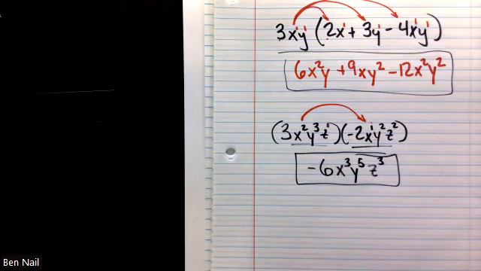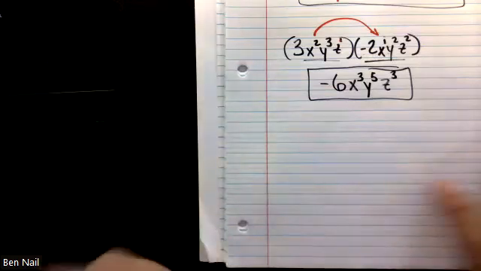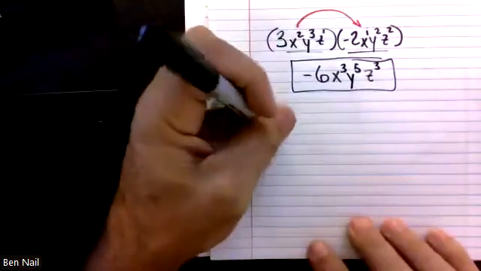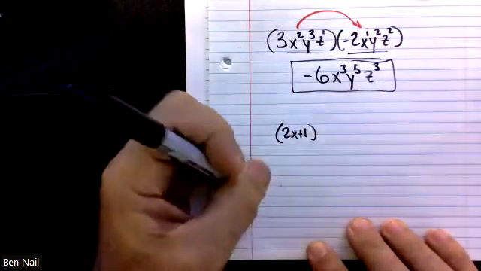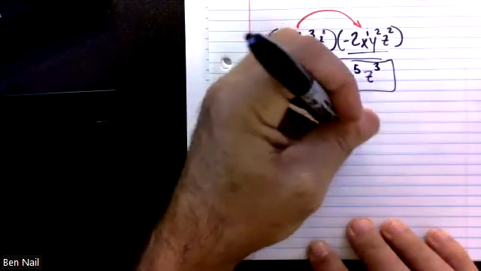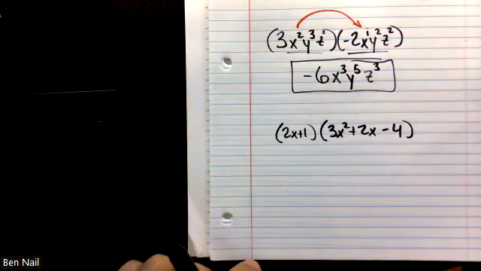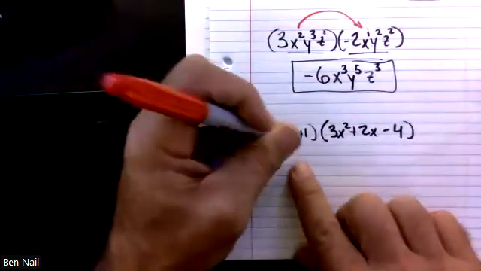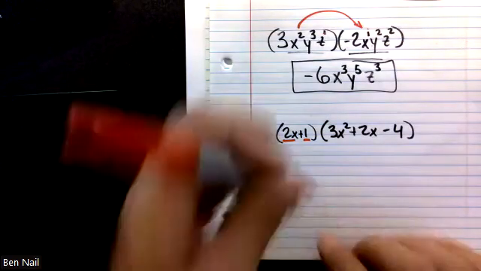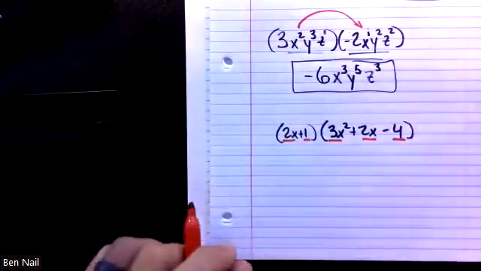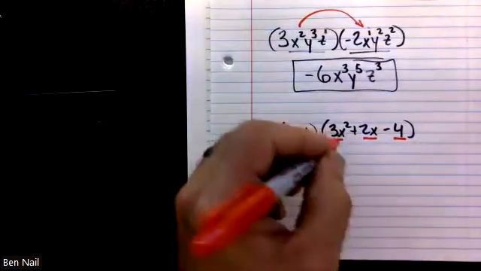Now, in my mind, the hardest problems of these is when they give you a binomial times a trinomial, just because this has the most things going on all at once, at least in my mind. Some people might say something else is more difficult, but we've got to take everything in this set of parentheses times everything in this set. So this has 2 terms, this has 3.